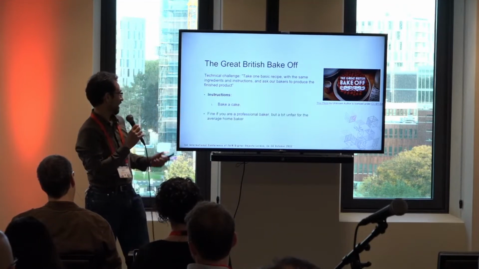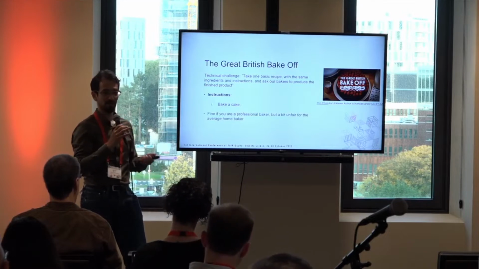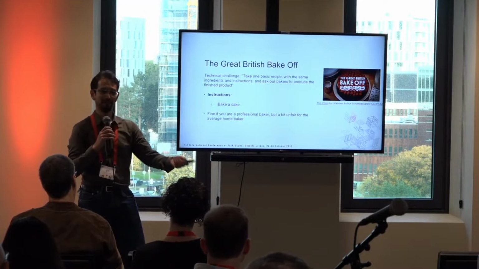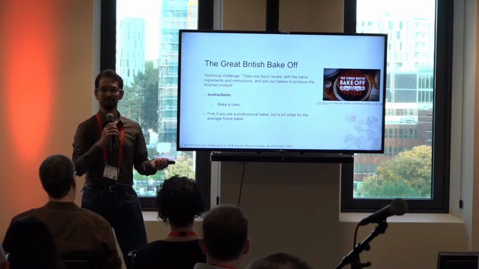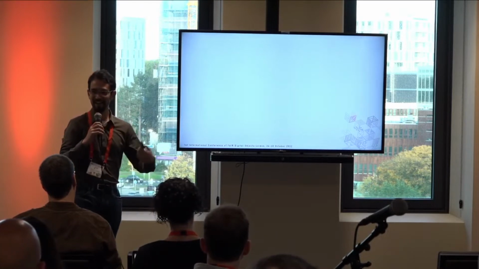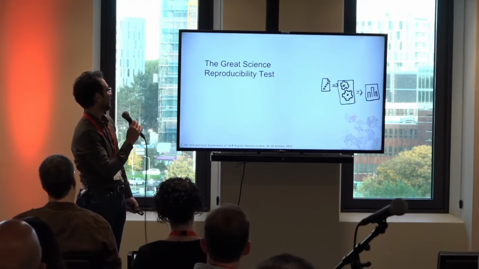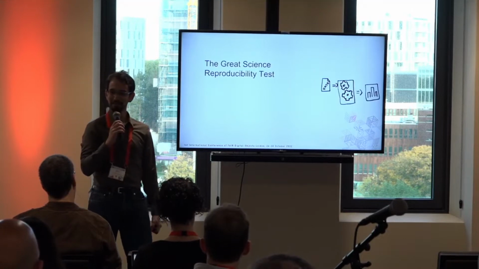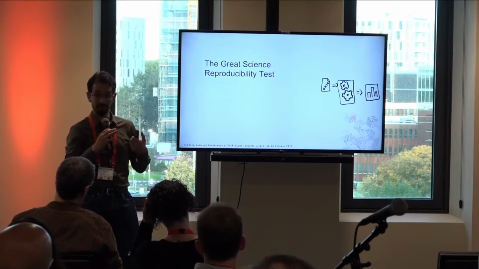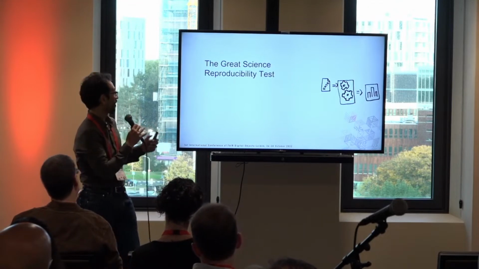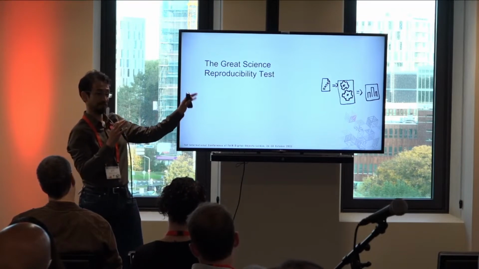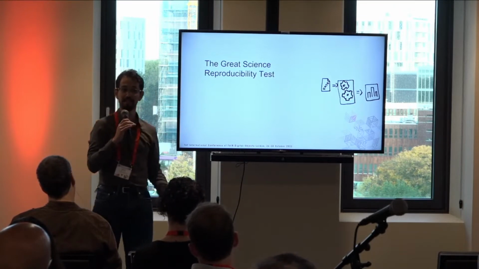Maybe if you give those instructions to a professional baker, they'll know, oh sure, no problem, and they can do it off the top of their head. If you give me those instructions, I will probably burn the thing. In a similar way, I would like to talk about how we do reproducible science. That's what the FAIR data object framework is for. We want to do science that is reusable and reproducible. So this is the great science reproducibility test. We want to take some data, do some processing, and get to the same result that somebody else did.